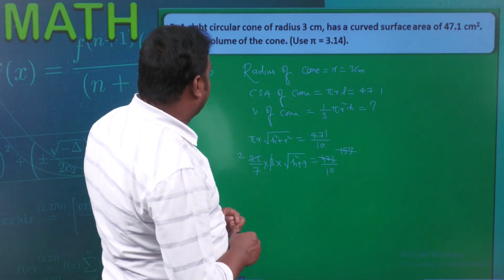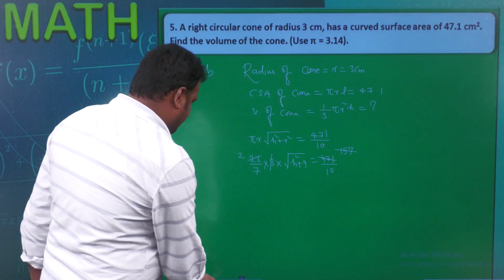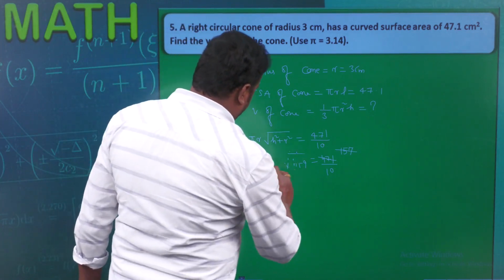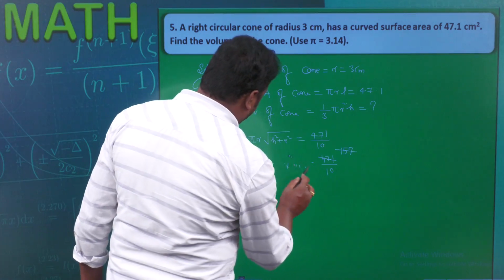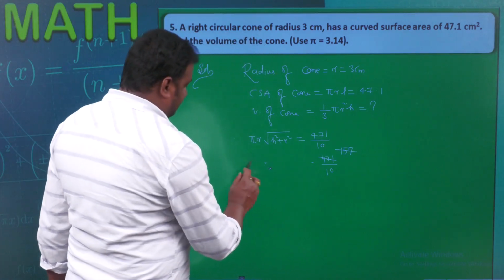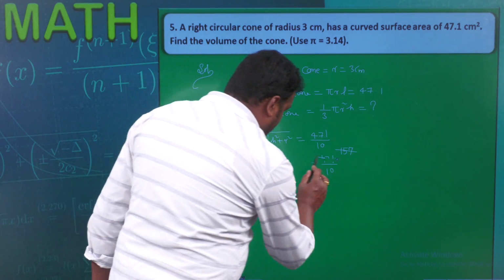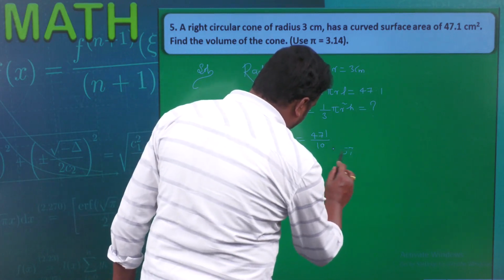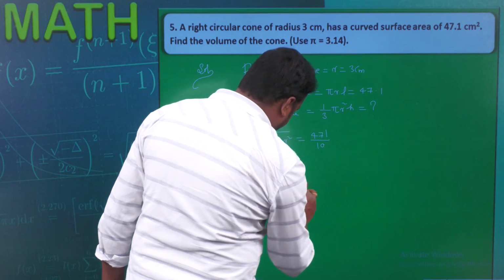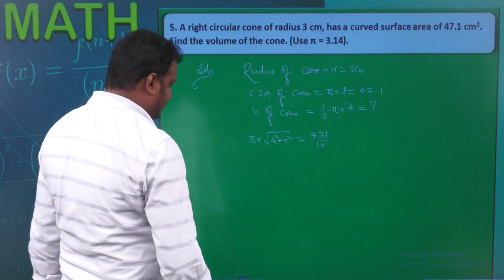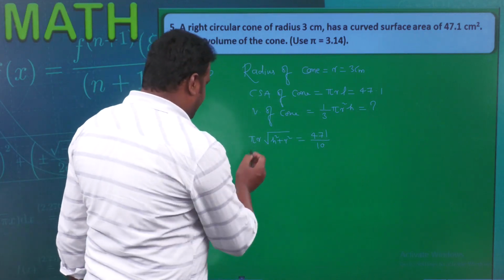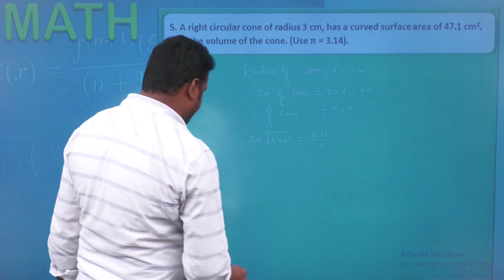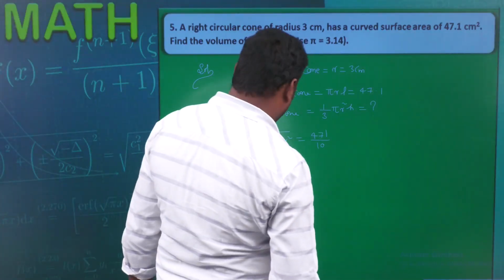Yeah, it's given that we should use π equal to 3.14. I missed it out. So I'm going to use π equal to 3.14. Because when the values are mentioned, the problem will be framed according to those values, so we should not avoid that. We will have to follow that. If we avoid it, this is the result. Fine, the value of π is 3.14.